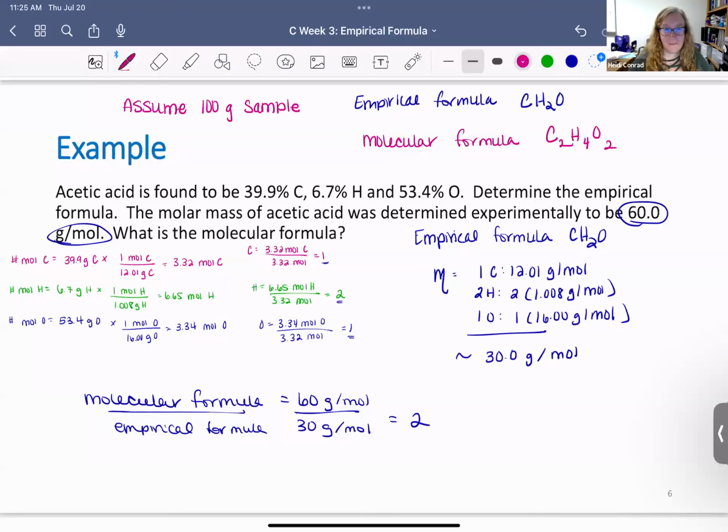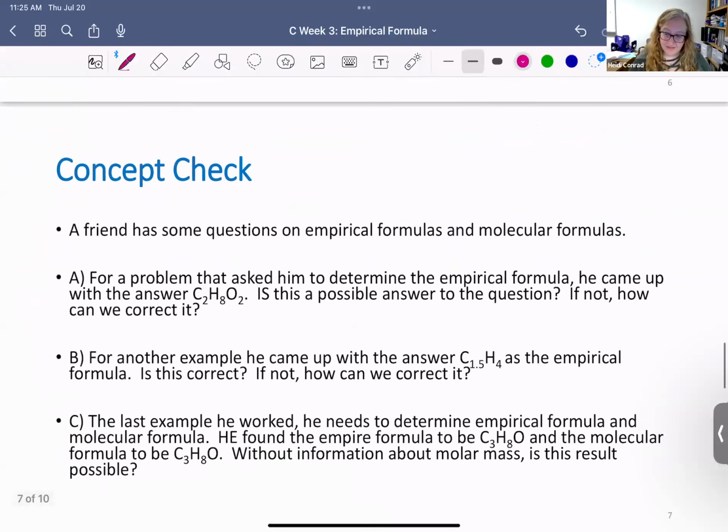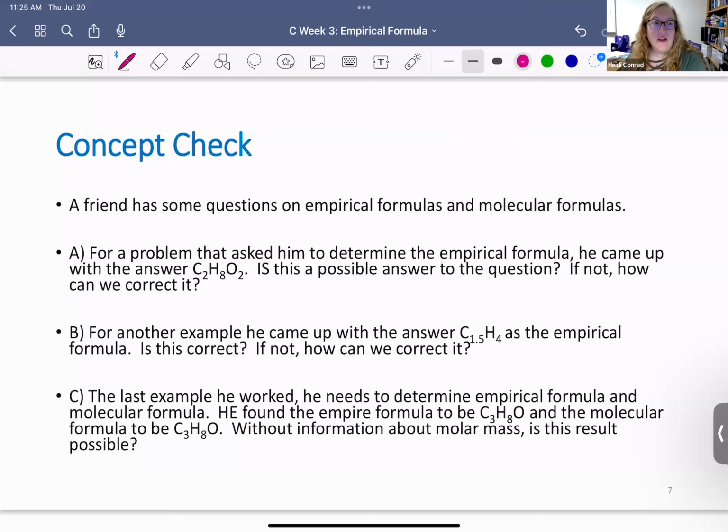Any questions on that? Okay. So let's talk through a little bit of a conceptual question. A friend has some questions on empirical formulas and molecular formulas. Letter A. For a problem that asked him to determine the empirical formula, he came up with the answer C2H8O2. Is this a possible answer to the question? If not, how can we correct it?